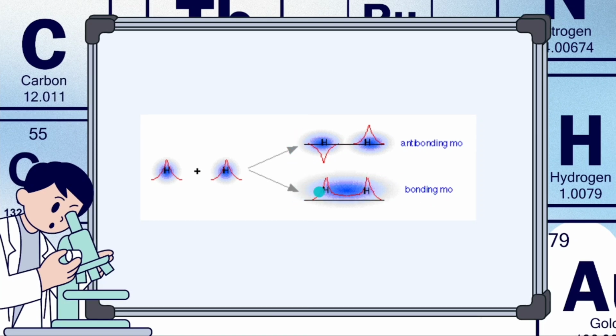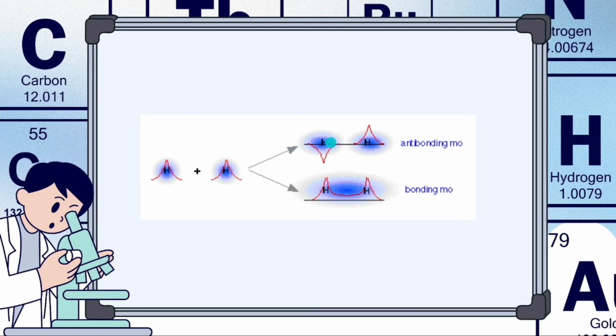The bottom one, what's called here the bonding molecular orbital: the orbitals add together in phase, reinforcing each other, and electron density increases between the two nuclei, or the blue area here becomes larger in the middle, resulting in increased density between the two nuclei.